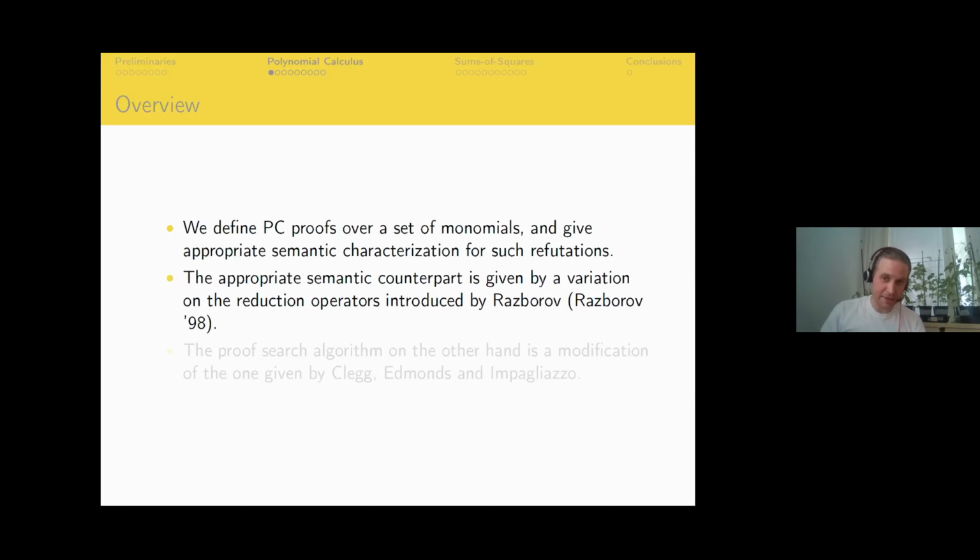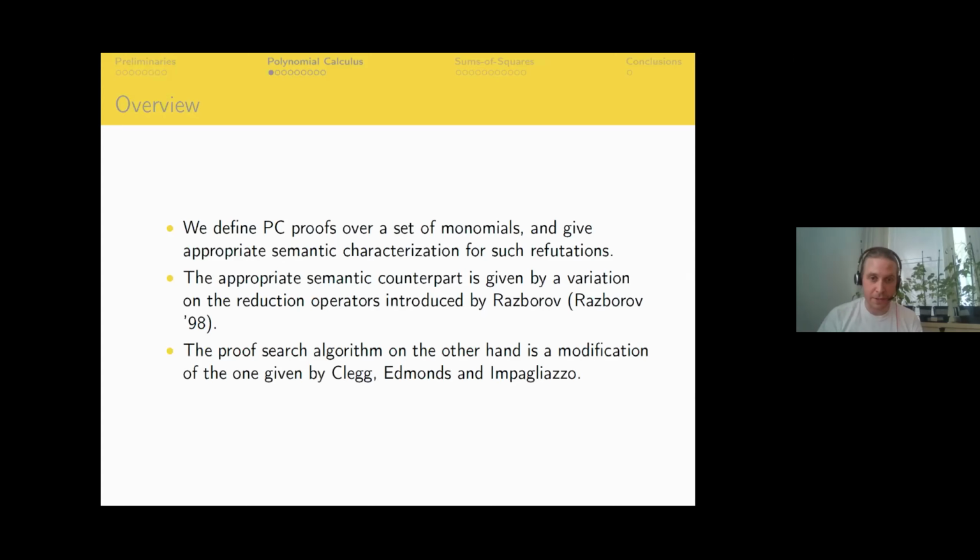But actually, these kinds of objects can also be used to characterize the proofs, so that you basically have a completeness property also. And the proof search algorithm here is, on the other hand, a modification of the one given by Clegg, Edmonds, and Impagliazzo. So basically, the tools used are minor modifications of existing tools, but putting them into the right context.